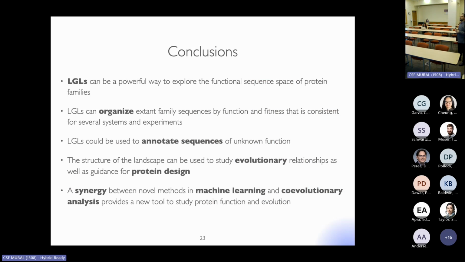Okay? So let me end with that, just by saying that we think these generative models are useful to predict function, organize families by fitness, and annotate them, and an interesting application is also protein design. Because in theory, we can sample from our landscape and then design a protein with those properties that might not exist in nature. Okay?